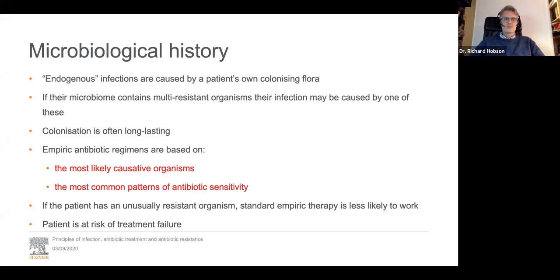And if a patient is known to have an unusually resistant organism, perhaps from having previously had a urinary tract infection or intra-abdominal infection from which a multi-resistant organism has been isolated, then the standard empiric therapy, which would be used for all such patients, is less likely to work. So not taking the microbiological history into account carries the risk of treatment failure.